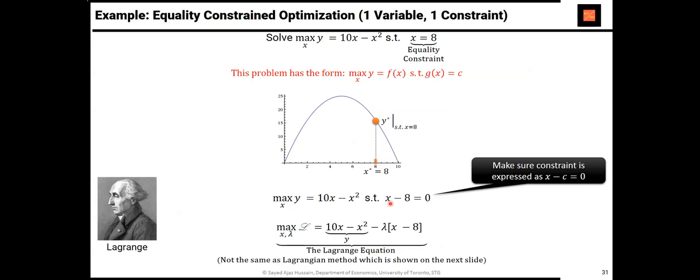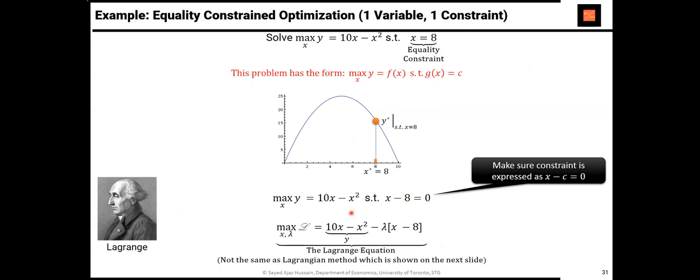In this course, for the love of God, don't forget this: the x's must be on the left and the numbers must be on the right of an equality constraint. Once the x's are on the left and the numbers on the right, rearrange it so that you have x minus the number is equal to 0. So you have to make sure the constraints are expressed this way.